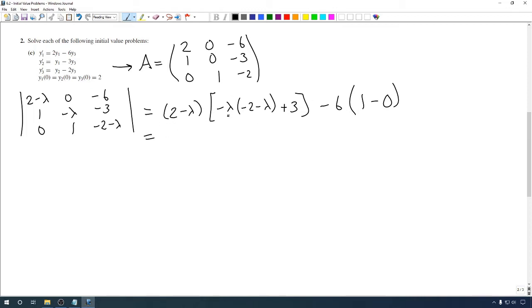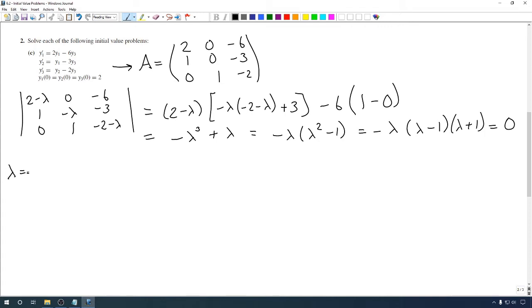If we expand everything out, we can see that we get negative lambda cubed, because we're dealing with the 3 by 3, we expect to get a negative 1 as our first coefficient. Then we get a plus lambda, which means if we pull out negative lambda, we get lambda squared minus 1. And lambda squared minus 1 is just lambda minus 1 times lambda plus 1. And we want that to equal 0. So our lambdas here are 0, 1, and negative 1. Those are our eigenvalues. And we have to deal with all of them. We can't ignore any of them.